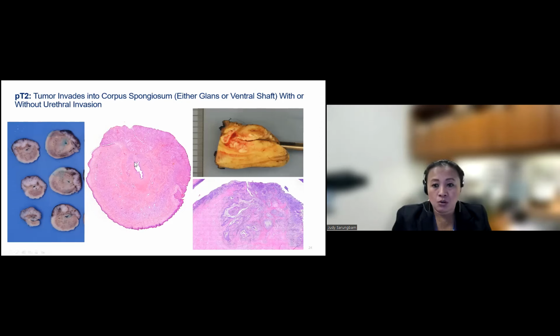This is a transverse whole mount section. We can see the tumor invading into the corpus spongiosum, and this is the urethra here, and a gross picture of the same lesion. And a transverse section of a penis where the tumor is involving the foreskin and a portion of the glans and the sulcus, and thus limited by the tunica albuginea. So a high power view of this invasive focus in this picture here.